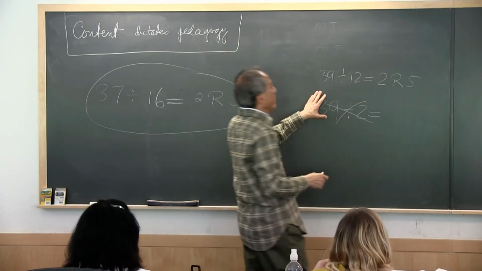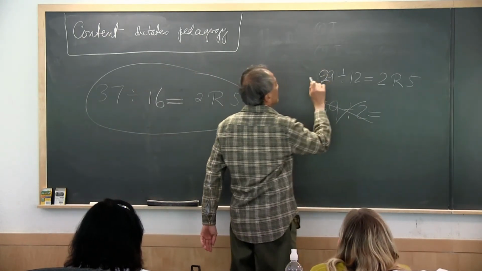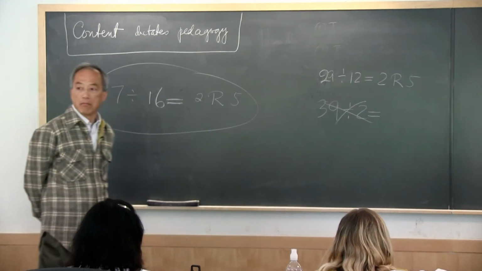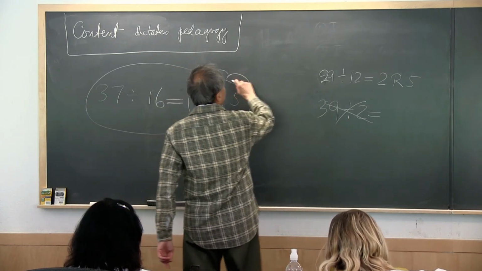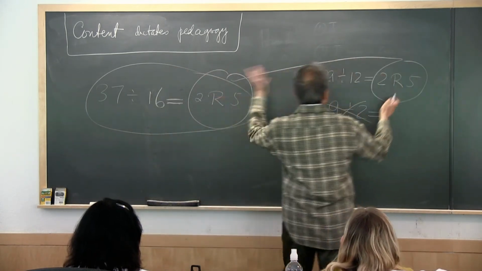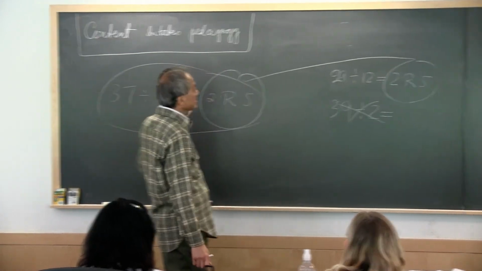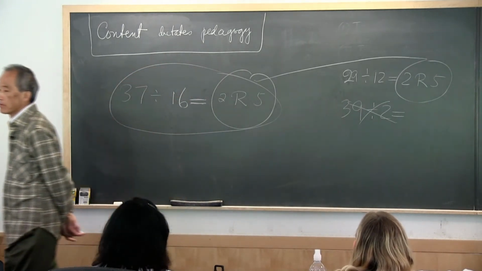Is this correct? Yes. No. 29 divided by 12. Is that correct? They mean different things, so you want the fraction. So this is 2R5, this is 2R5. The same value, right? Therefore, 37 divided by 16 is the same as 29 divided by 12. Is that correct? No. So what's wrong?